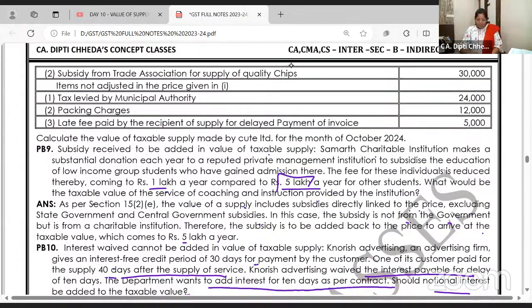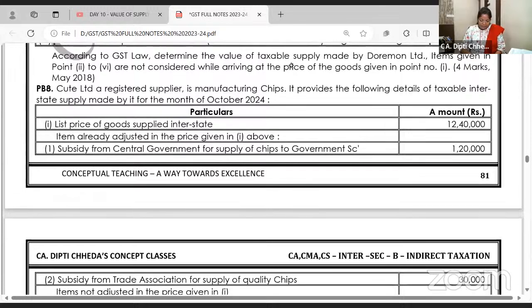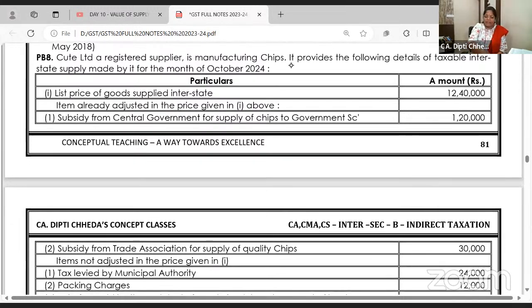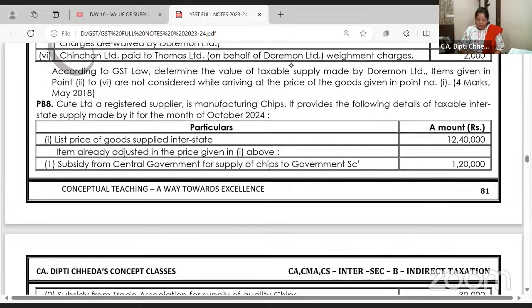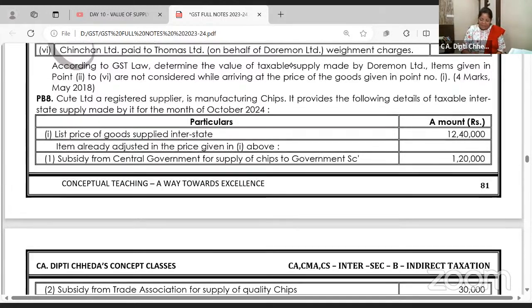So here we go, reverse today. Okay, Cute Limited is very cute. Cute Limited, registered supplier, is manufacturing chips. Following details are provided. List price of the goods supplied interstate. Okay, right. So what is the list price of the goods? 12,40,000. So start with 12,40,000 as if you are doing the answer there itself. Items already adjusted in the above.